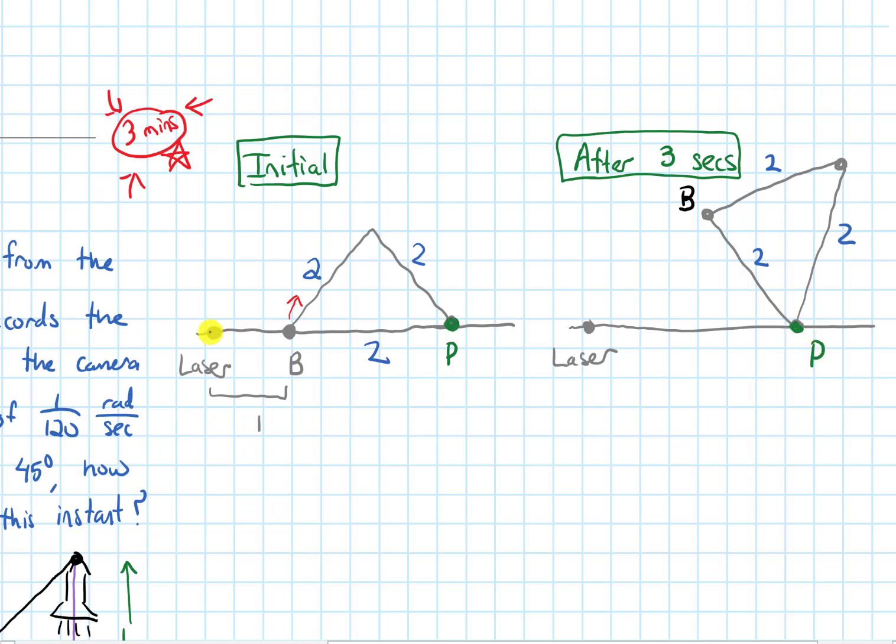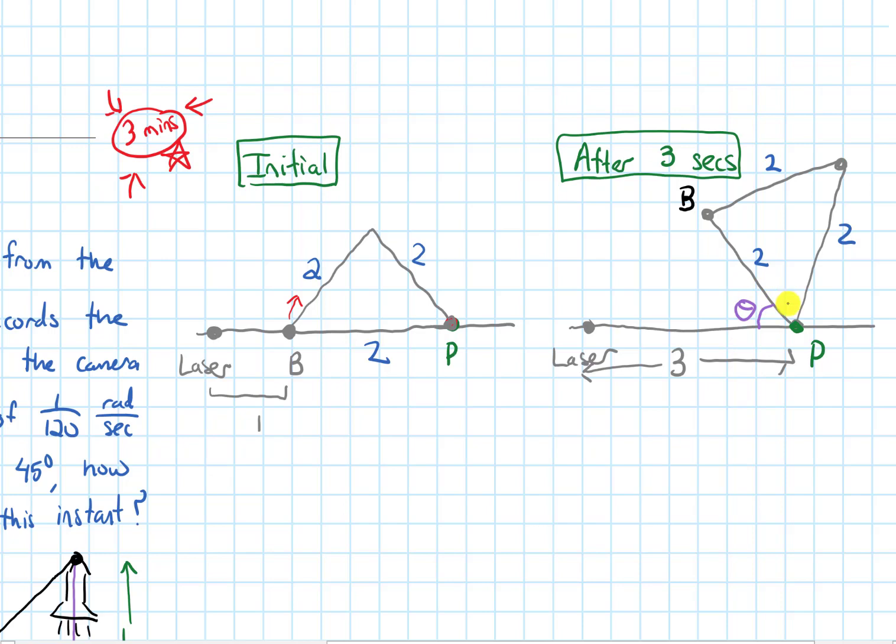And one thing I know is the distance from the laser to point P. Because looking at my initial picture, the distance from the laser to B was 1, and from B to P was 2. So if I add those together, we get that this distance from the laser to P is 3. All right, so we know that. One thing that's going to be changing is this angle. I'm going to call that theta.